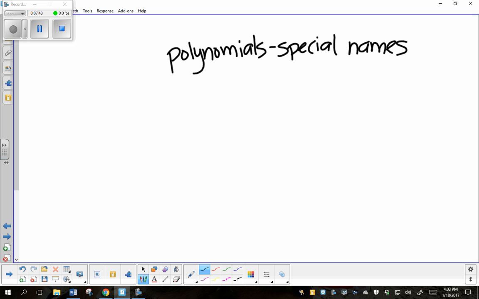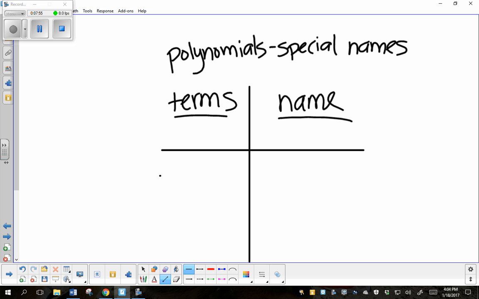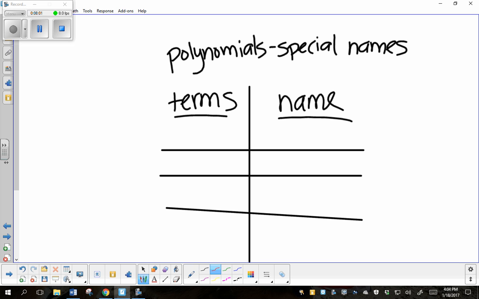All right, so I'm going to make kind of like a little chart here. We're going to look at how many terms the polynomial has and then what its name is. And we've actually already talked about one of these. So we're going to need 1, 2, 3, 4 spots on this chart. So if a polynomial only has one term, we call it a monomial. It's also a polynomial, but more specifically, we could call it a monomial.